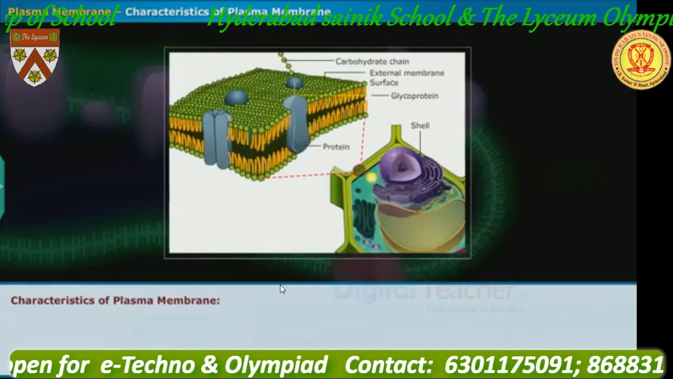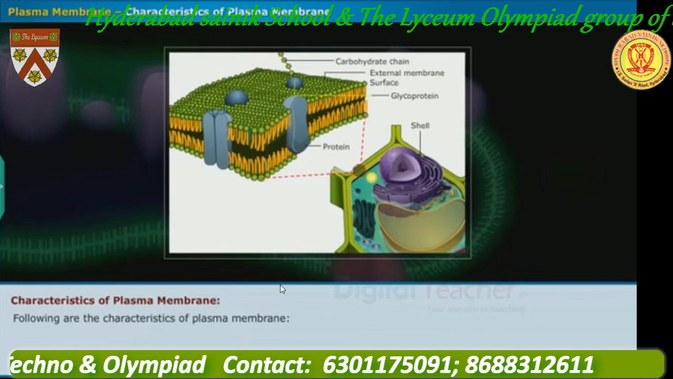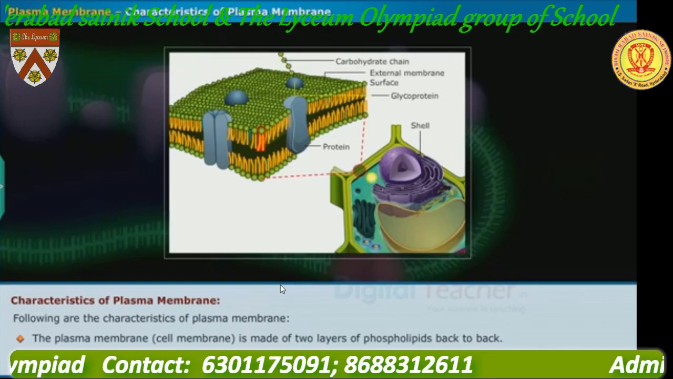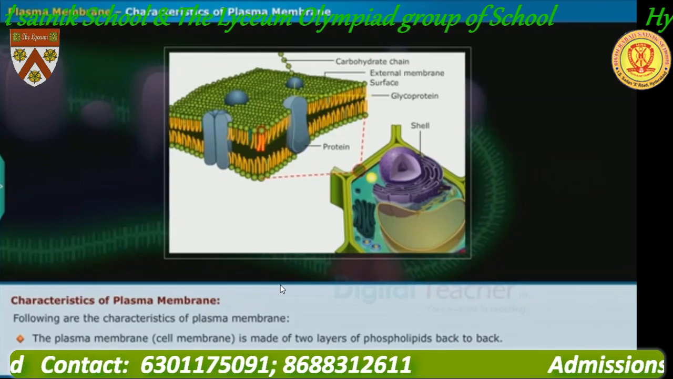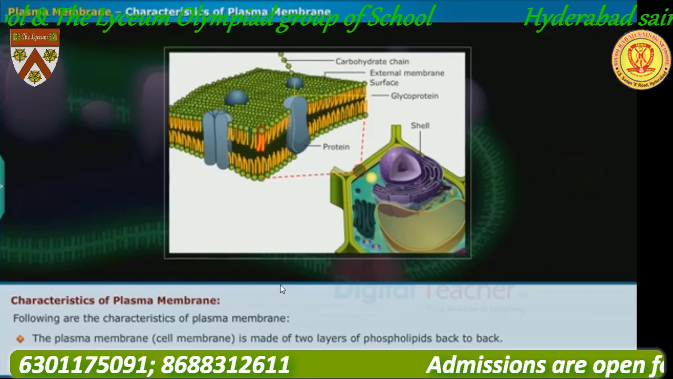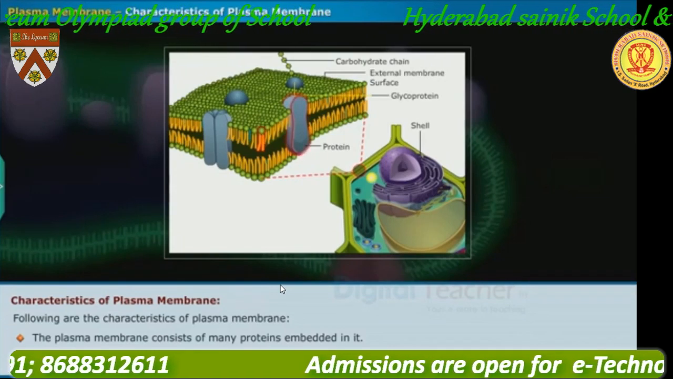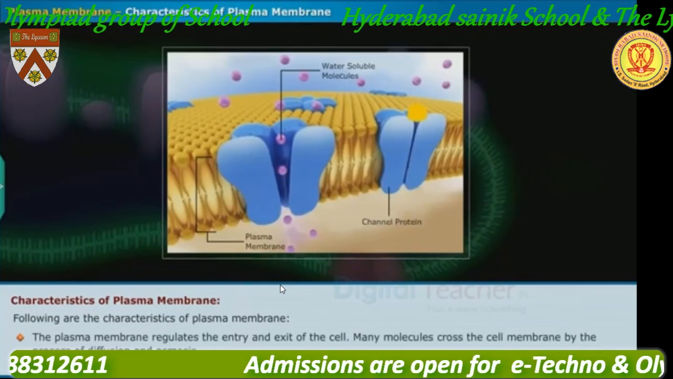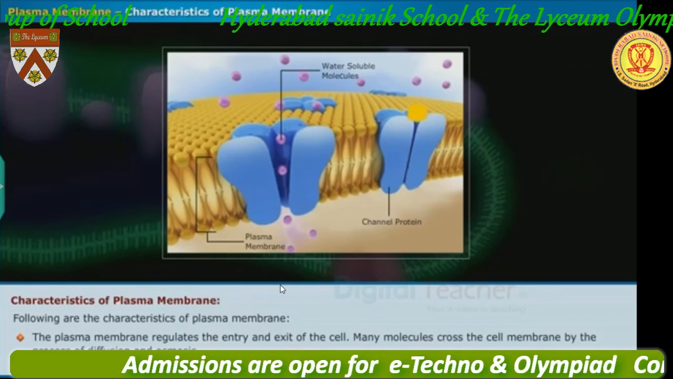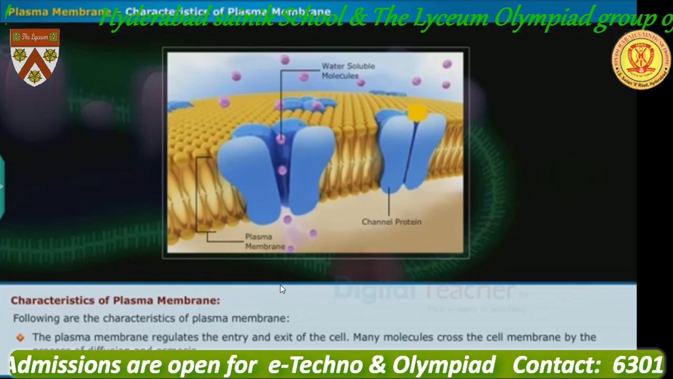Characteristics of plasma membrane. Following are the characteristics of plasma membrane. The plasma membrane or cell membrane is made of two layers of phospholipids back to back. Phospholipids have one head and two tails. The plasma membrane consists of many proteins embedded in it. The plasma membrane regulates the entry and exit of the cell. Many molecules cross the cell membrane by the process of diffusion and osmosis.